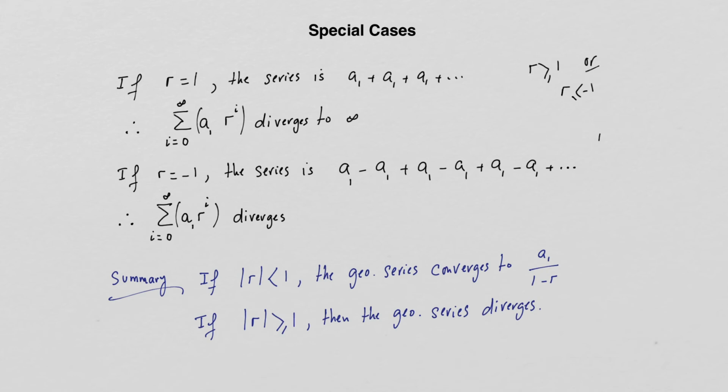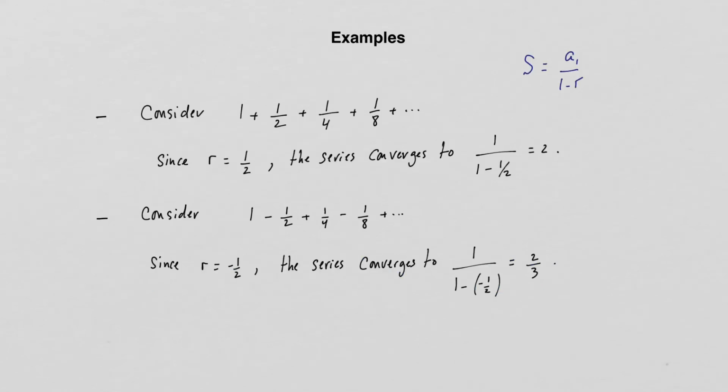Sometimes it diverges to infinity, as is the case with 1, and sometimes it diverges to not a unique value, not a unique limit, and therefore we say it diverges, okay? Now let's look at some simple examples. Consider this series. Notice that it is infinite. Notice that it is geometric. In fact, the common ratio is a half, which happens to be between -1 and 1.